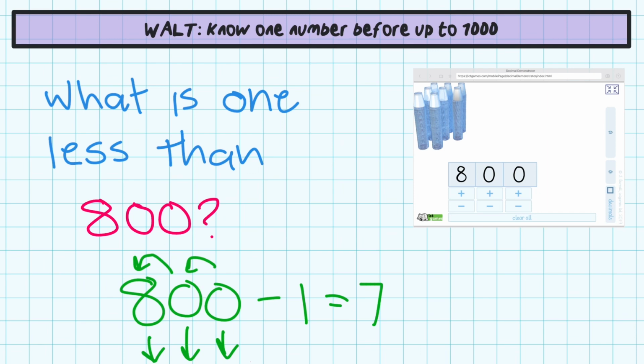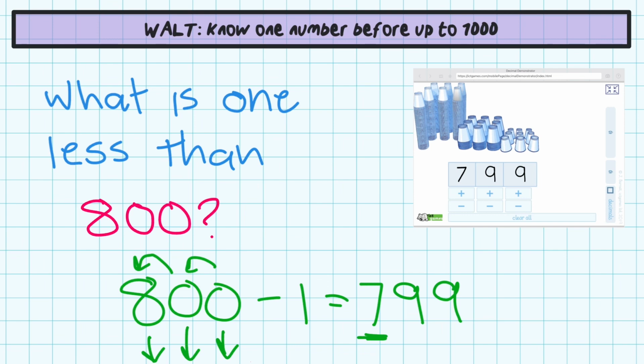So 1 less than 800 is going to be 799. And if we look at our model, go back to our cups. If we go one less than 800, it ends up being a little bit messy again. We're at a nice tidy number with 800. Now we've got 9 tens and we've got 9 ones. So if you can't borrow from your ones, go to your tens. If you can't borrow from your tens, move over to your hundreds.